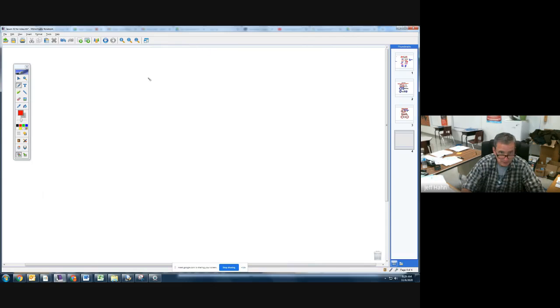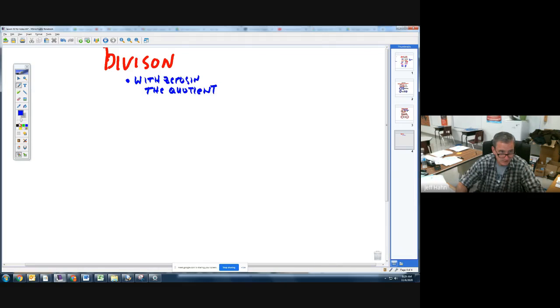And the little subheading under our topic of division is going to be division with zeros in the quotient. And if you remember, the word quotient is just the answer to a division problem. So something we haven't experienced yet is we're going to get some zeros in those answers, and we just need to know how to go about that and how to work with that here.